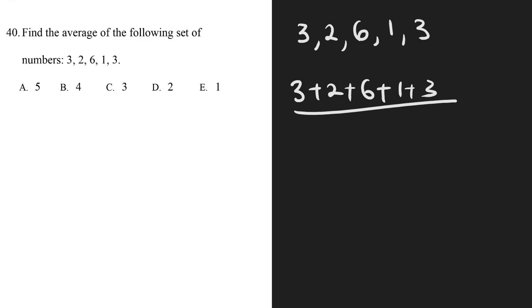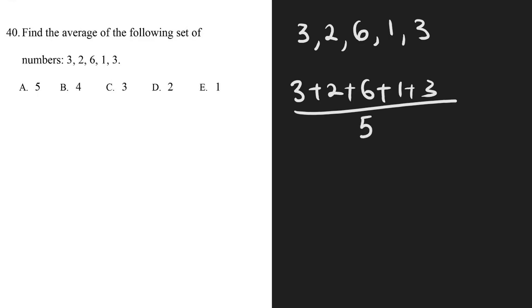Alright, the last question we have here is find the average of the following set of numbers. We have 3, 2, 6, 1, and 3. So what is average? Another word for average is actually mean. You're going to add all the numbers and divide by how many numbers there are. Of course, we have 1, 2, 3, 4, 5. So we divide the sum of the numbers by the number of the numbers. So we have 3 plus 2 plus 6 plus 1 plus 3, all divided by 5.